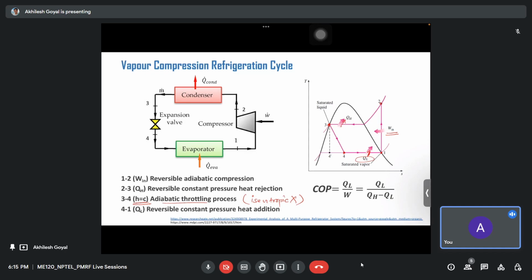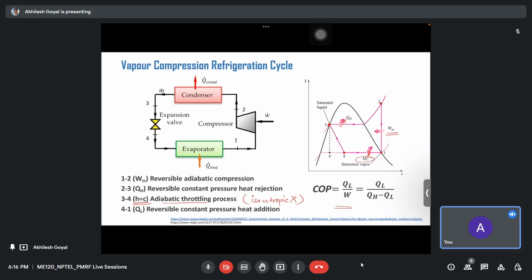Okay, in the refrigerator, QL is given to the refrigerant and the refrigeration effect is achieved. One important parameter in the refrigeration cycle is COP, the coefficient of performance, given by QL by W. So QL is the desired effect, and W is the work done on the system.